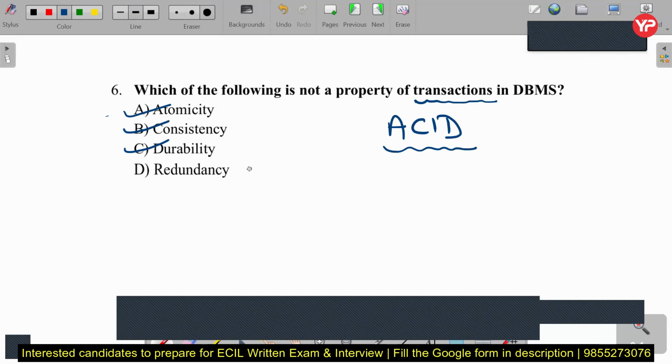So the correct answer, which of the following is not a property? Redundancy is not a property. Keep in mind, my dear students. So the correct answer is B.